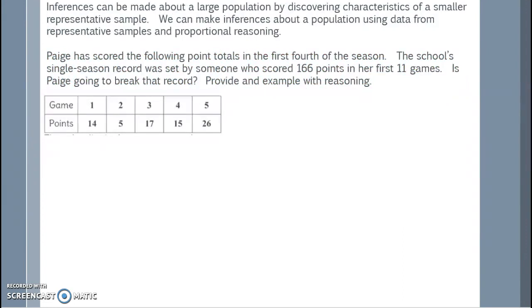Inferences can be made about a large population by discovering characteristics of a smaller representative sample. We can make inferences about a population using data from representative samples and proportional reasoning. Paige has scored the following point totals in the first fourth of the season. The school's single season record was set by someone who scored 166 points in her first 11 games. Is Paige going to break that record? Provide an example with reasoning.